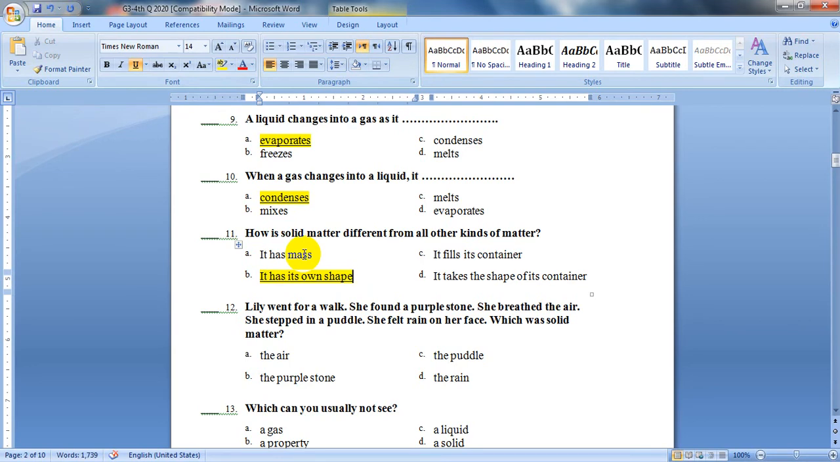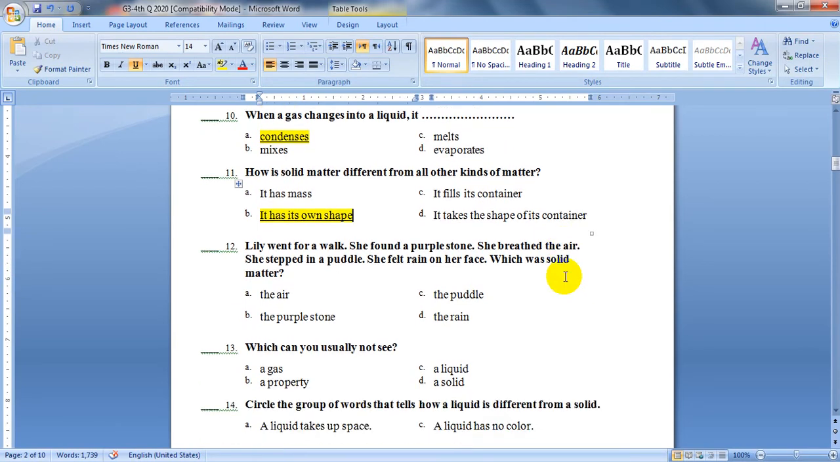Liquids, solids, and gases. What about letter C? It fills its container. It's not a solid which fills its container. It's a gas. Letter D, it takes the shape of its container. Also, it's not a solid that takes the shape of its container. A solid has its own shape, but a liquid takes the shape of its container.